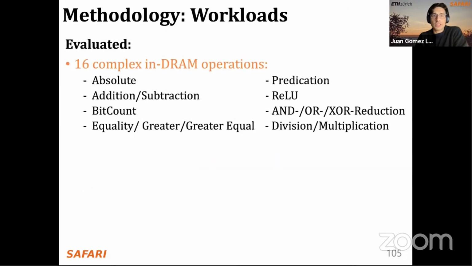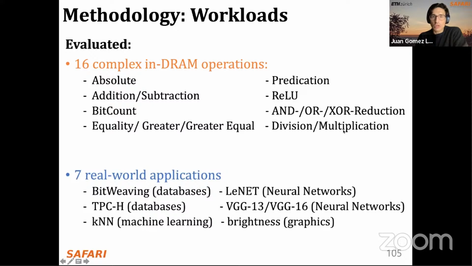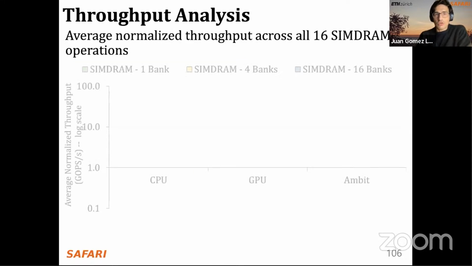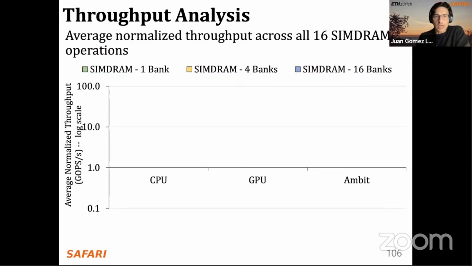We have evaluated 16 complex in-DRAM operations, including absolute value, addition, subtraction, bit count, equality, greater than, predication, ReLU, AND-, OR-, and XOR-reduction, multiplication, and division, and also 7 real-world applications. Let's take a look first at the throughput analysis. Here we are presenting giga operations per second.